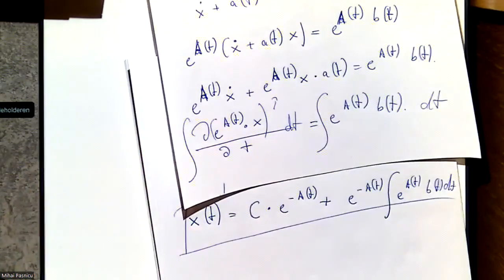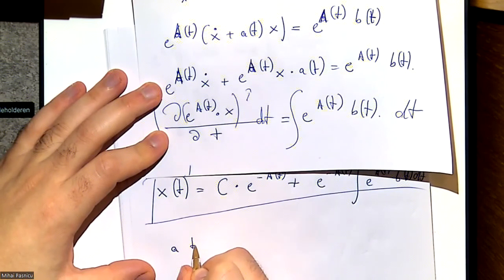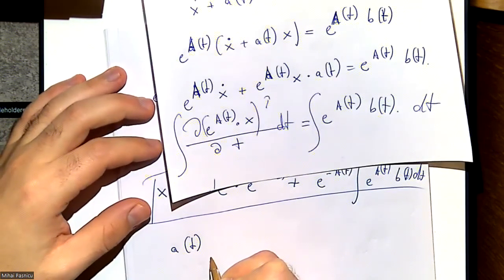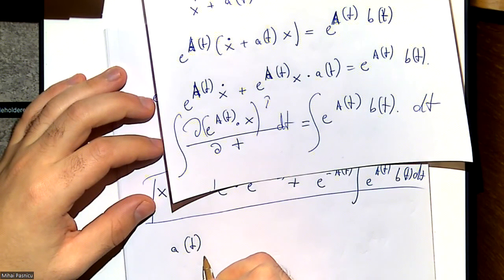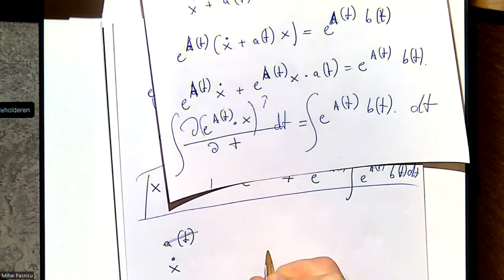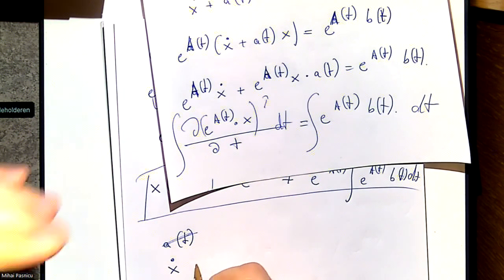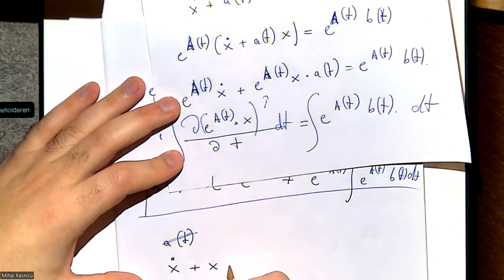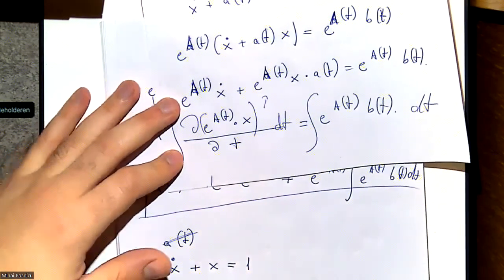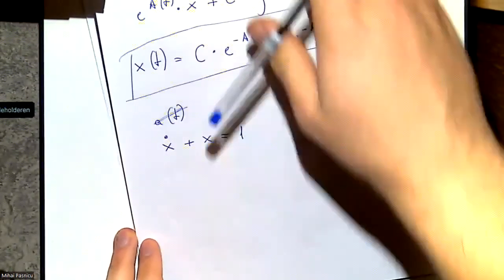Let's take the simplest example. Let's take x dot plus x is equal to 1. Let's compute the answer to this.